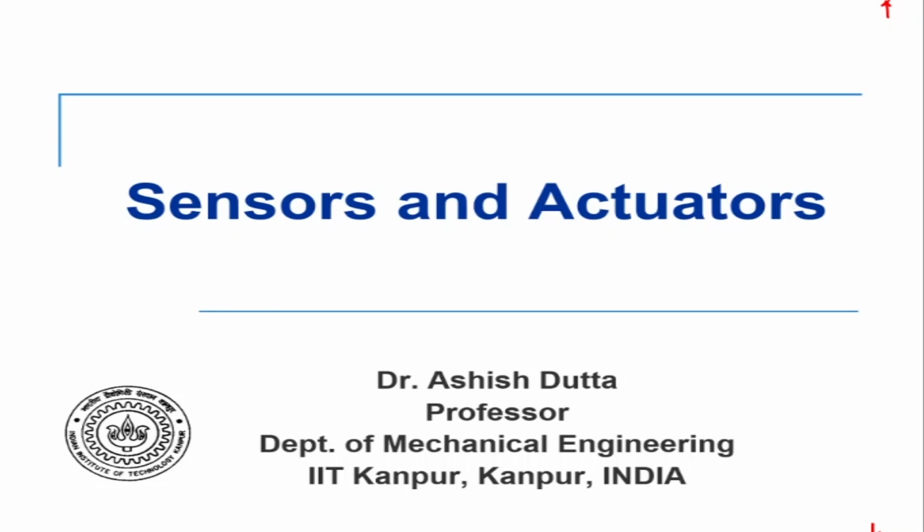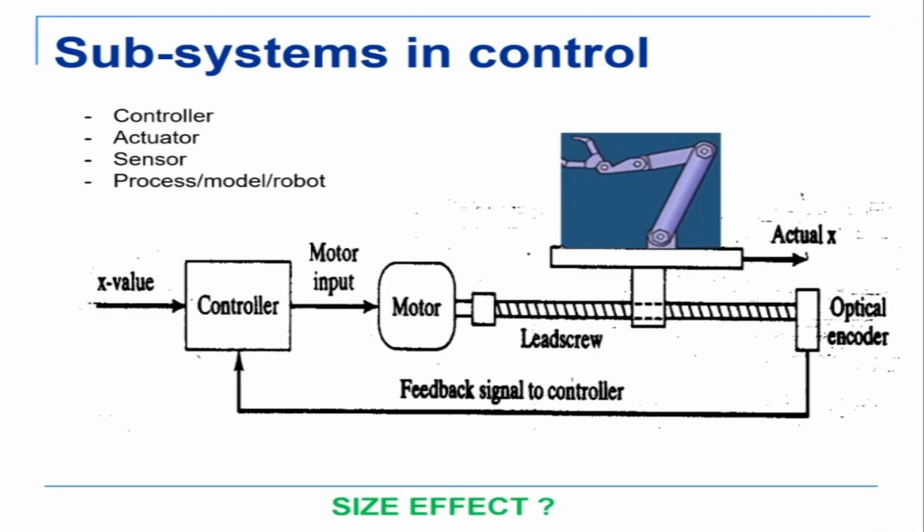So in the last class, we talked about sensors. So we'll continue our discussion on sensors, and then today we'll start talking about actuators. Okay, in the last class, we were talking about sensors and actuators, and we gave the very general definition of sensors and actuators.